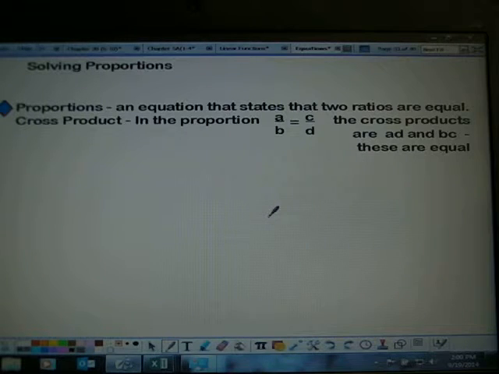Cross product, product means multiply. So you might know it more as cross multiplying, but cross product. In a proportion, A over B equals C over D, the cross products would be AD and BC. And these are equal to each other. So when you have a proportion here, what you can do is cross multiply those: A times D is AD, B times C is BC, and you put that equal sign right in between them. So those will always be equal.